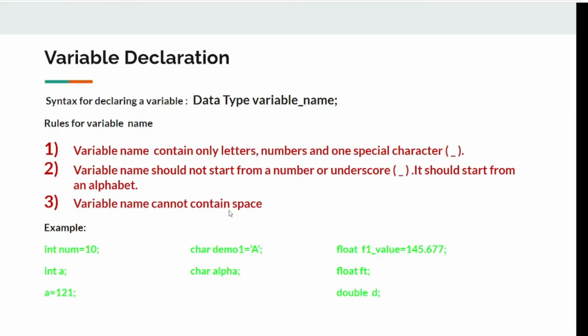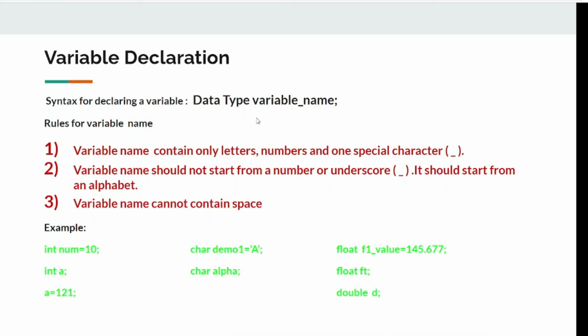Next, variable declaration. How to declare variables in our programs. There are some rules which we have to follow while declaring any variable in the program. First of all, the syntax for variable declaration. The syntax is, first you have to mention the data type, which can be int, float, char or double, then the variable name. It's very simple, like we have declared a variable.